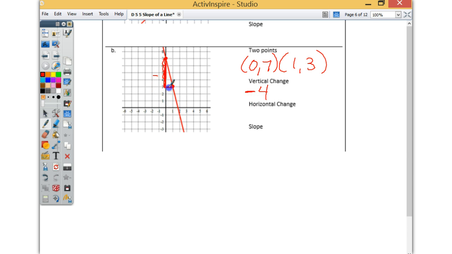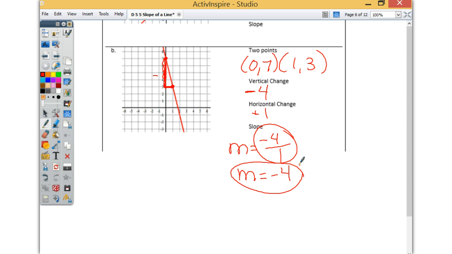Then I went to the right 1 from here to here. So is that a positive or a negative 1? Positive 1. So now I'm going to have a negative 4 over 1. M equals a negative 4 over 1, or better yet, M equals what? This is correct, but better yet, just your negative 4. Your slope, M equals a negative 4.